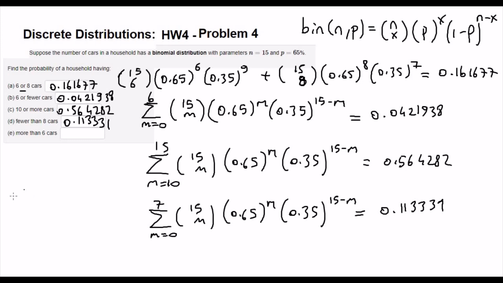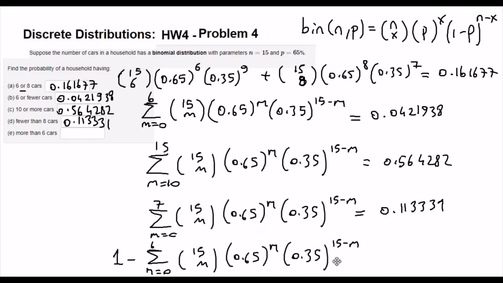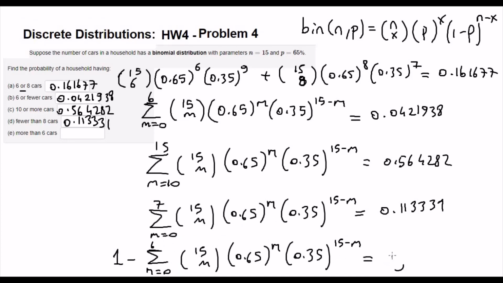More than 6 cars. For more than 6 cars, we can use the complement, 1 minus having up to 6 cars, which is the sum from 0 to 6, and again the same parameters. And here you're going to obtain 0.957806.